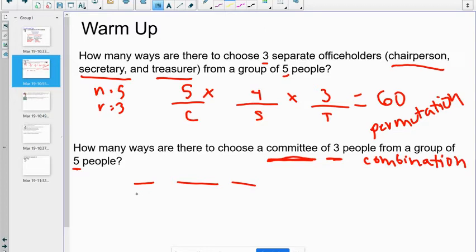We have 3 slots: slot 1, slot 2, and slot 3, for the 3 different people that are going to be chosen for a committee. For the first person, we could have 5 different possible outcomes. And this is going to be our permutation up top because this is just our numerator. Then we have 4. It's going to be very similar to that first question up top. So we have 60 as our permutation.